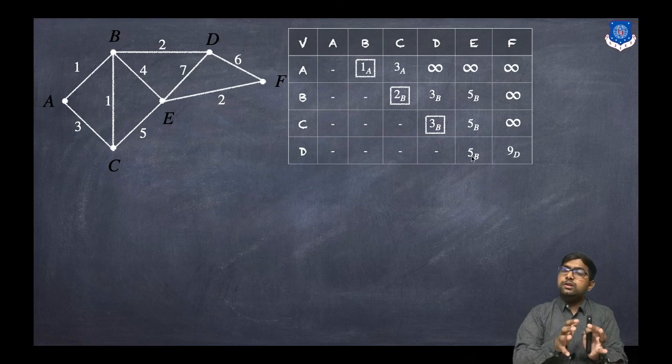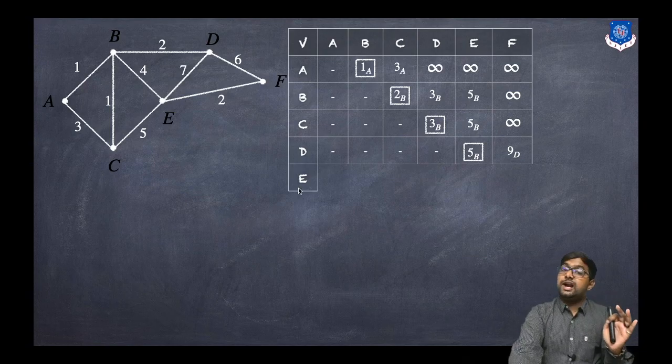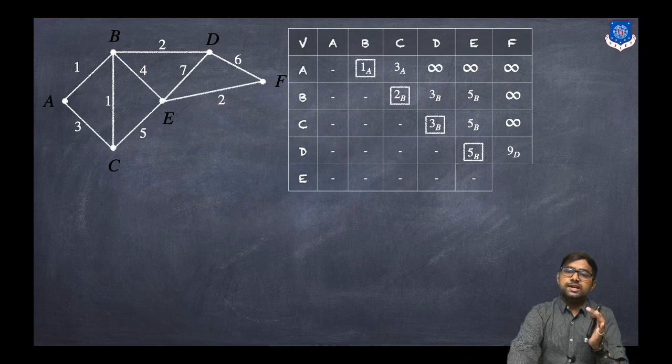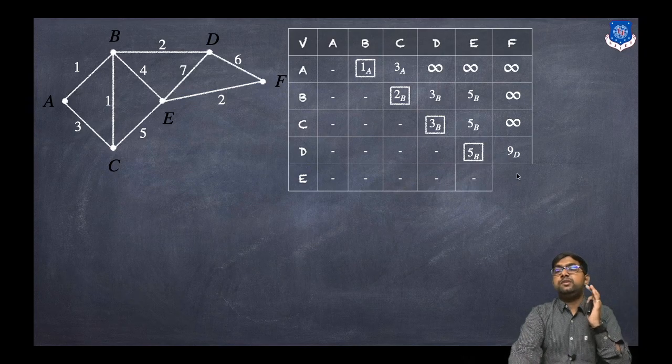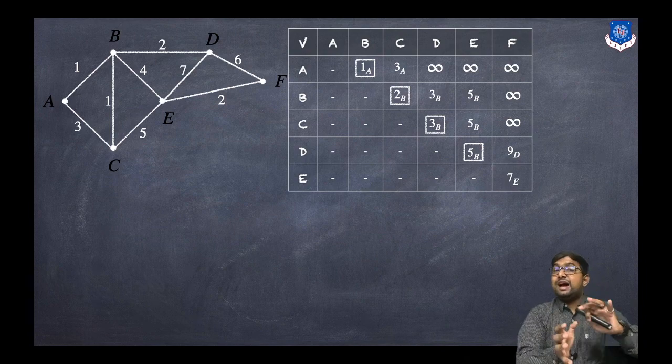Okay. Now among all these, what is the minimum? That is 5, and corresponding to the vertex, it is E. So now we will start from E. Now E. You already visited A, B, C, and D. So it will be dash like this. And E to E obviously dash. Now E to F we have 2, plus all these previous weights, that is 5. So it will be 7. Now 7 and 9, what is the minimum? Obviously it is 7. So we'll write the 7 and we are traveling via E.